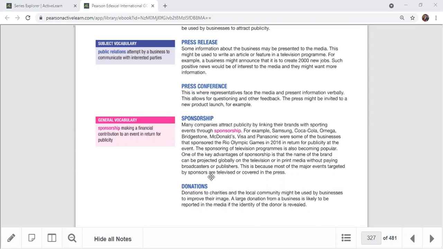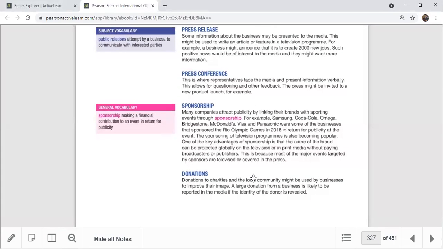As I told you, it's an international game, so your brand name can be projected globally on television or print media. That's the advantage. And also, this is because most of the major events targeted by sponsors are televised or covered in the press.